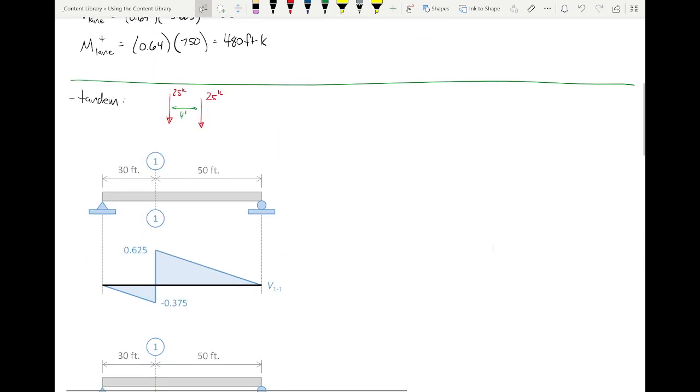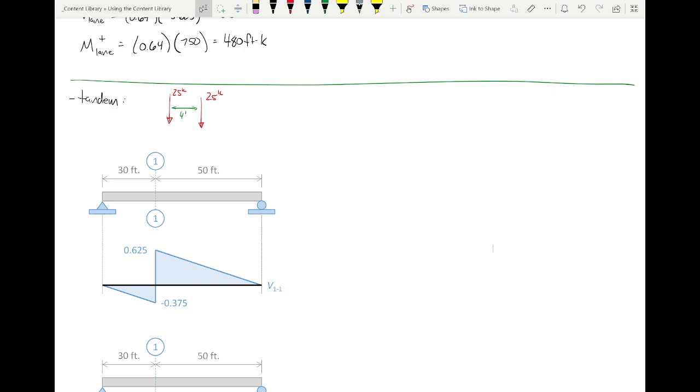I have two 25 kip axles. Let's say I'm trying to generate worst case positive shear. Where does one of the axles need to go? Probably needs to go right there, doesn't it? So one of them needs to go right there. And so where does the other one go? Does it go over here on the left or over here on the right? The right, 4 feet over the right.